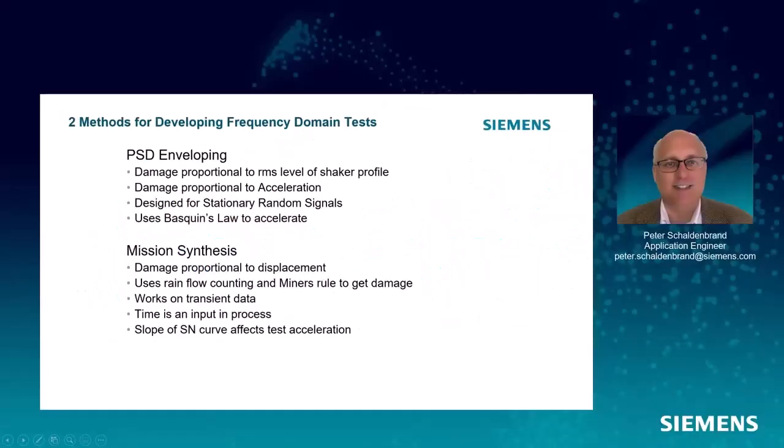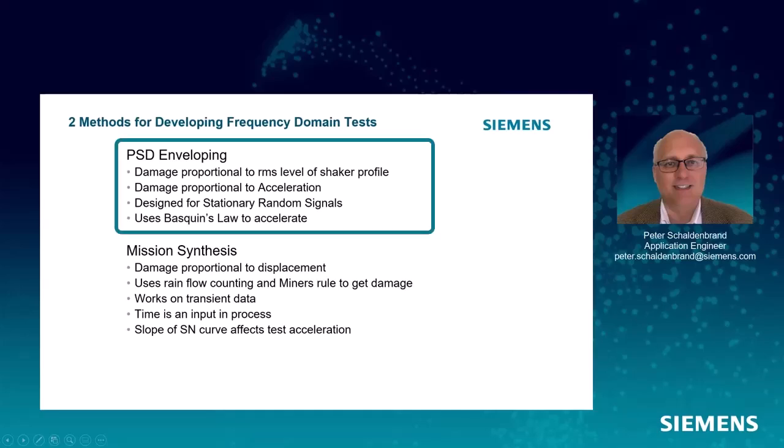There's two methods for developing a frequency domain test. The one we've spent our time on is called mission synthesis. But there's another one called PSD enveloping. And PSD enveloping is used a lot in aerospace, and it's used on stationary random signals. So a stationary signal means that if you had 100 seconds of data and you took the RMS every second, it would stay pretty much constant. So stationary random signals. It also uses the theory that the damage is proportional to the RMS acceleration.